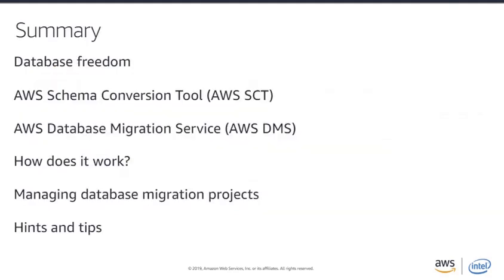In this session, we talked about database freedom and how AWS wants to enable you to be able to choose the data store that is best suited for your needs. We talked about some of the core capabilities of SCT and DMS together with some of the recent new features before showing you how SCT and DMS work together during a migration. Then we covered how to manage a migration project and shared hints and tips based on real customer projects. Hopefully you have learned a lot during this session that will enable you to plan your own database migration projects and migrate your databases to AWS.